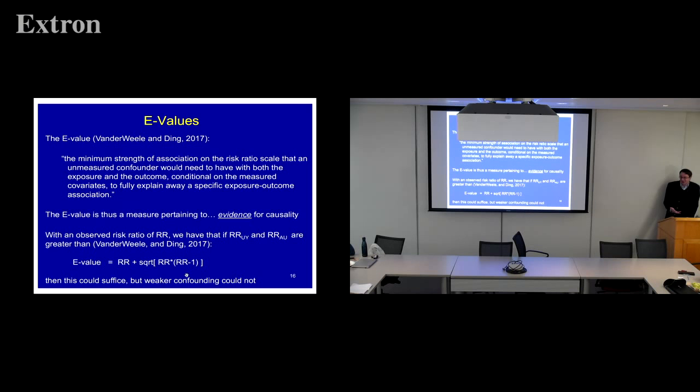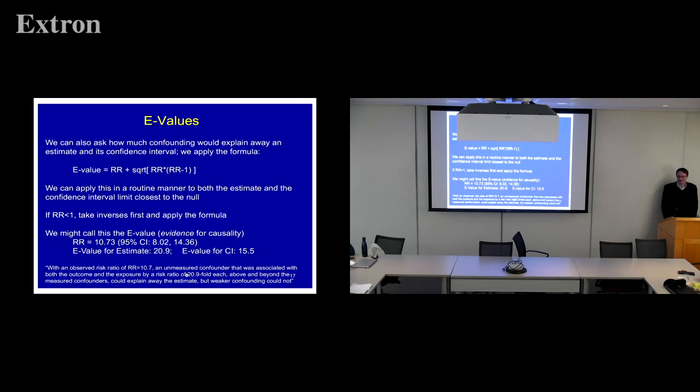So it's very, very simple to calculate. We just plug in our point estimate and calculate it, and then we plug in the limit of the confidence interval closest to the null and calculate it again. And the argument is that those two numbers would be highly informative for assessing robustness to unmeasured confounding.